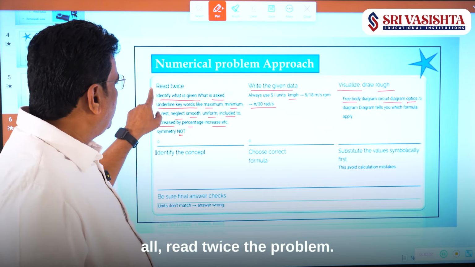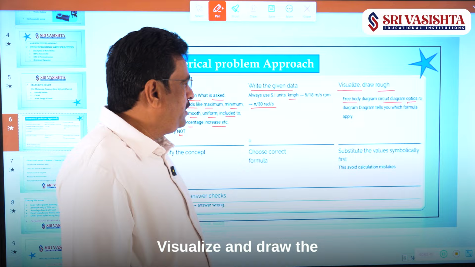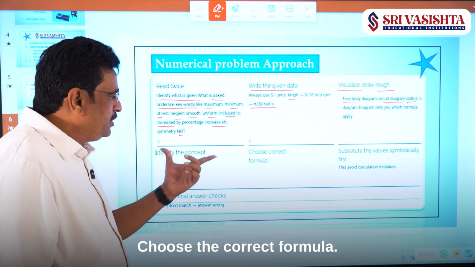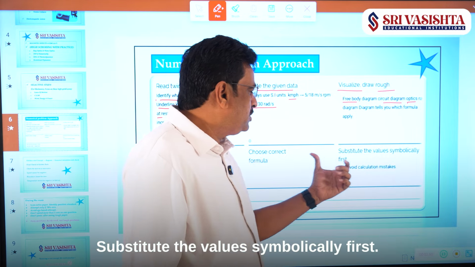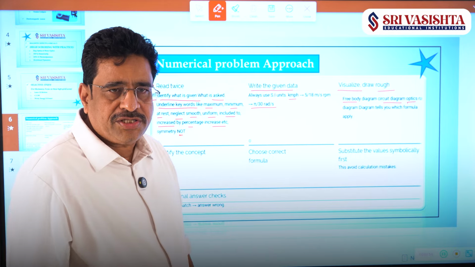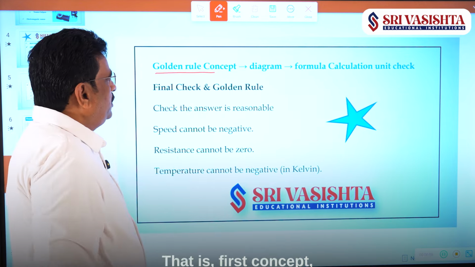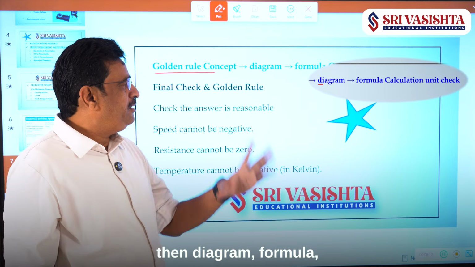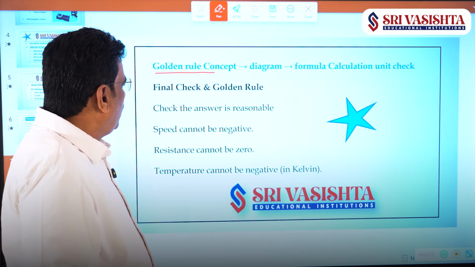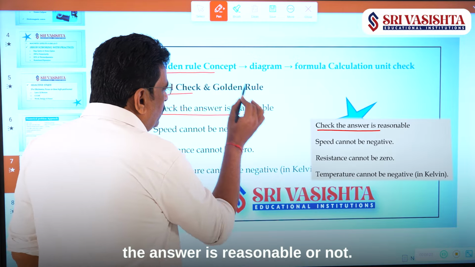So first of all, read the problem twice, write the given data, visualize and draw a rough diagram. After that, identify the concept, choose the correct formula, substitute the values symbolically first. That can avoid mistakes in the calculations. This is the golden rule to solve numerical problems: first concept, then diagram, formula, calculation with unit check. And finally, check whether the answer is reasonable or not.